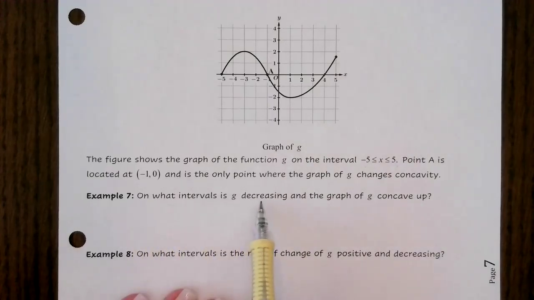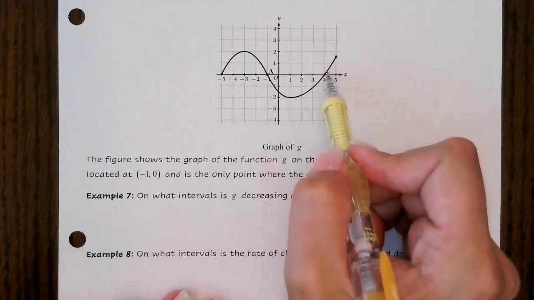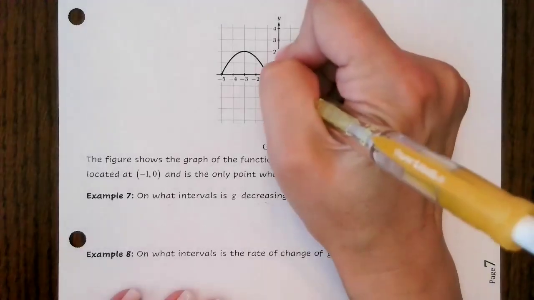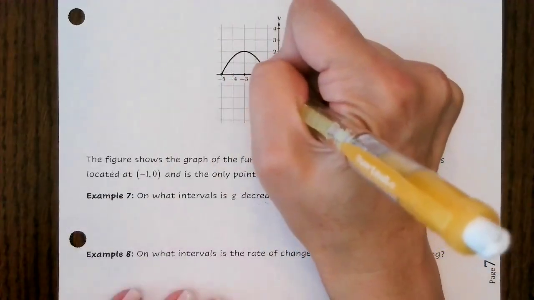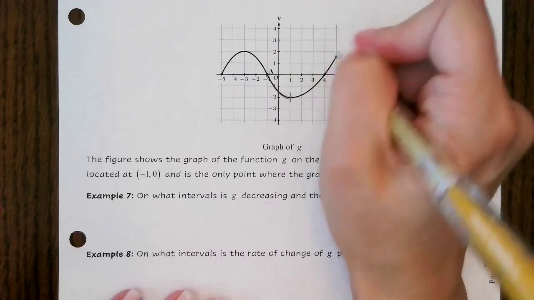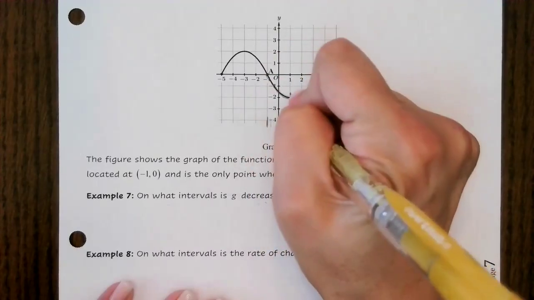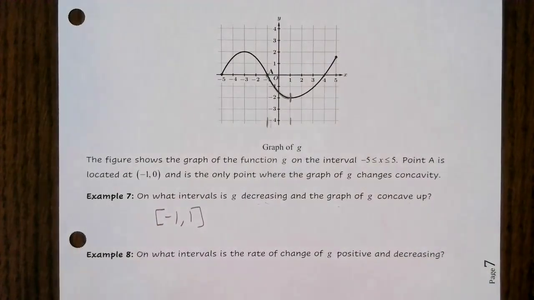On what intervals is g decreasing and the graph of g concave up? So we just said this is concave down, this is concave up. So we want to know where it is decreasing and concave up. Well, it would be decreasing right here until it gets to this point. Then our graph starts to increase. So we want to say from that A value to 1 here. So that would be -1 to 1 is where it is decreasing and concave up.